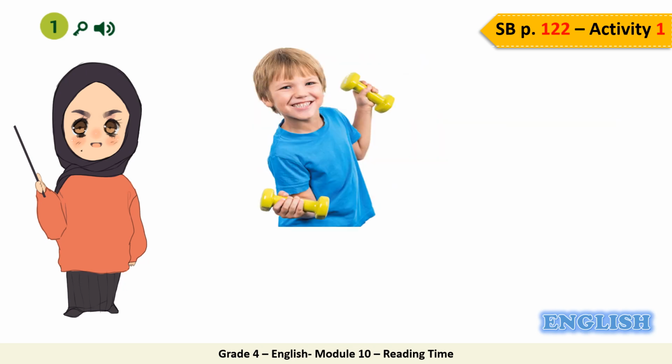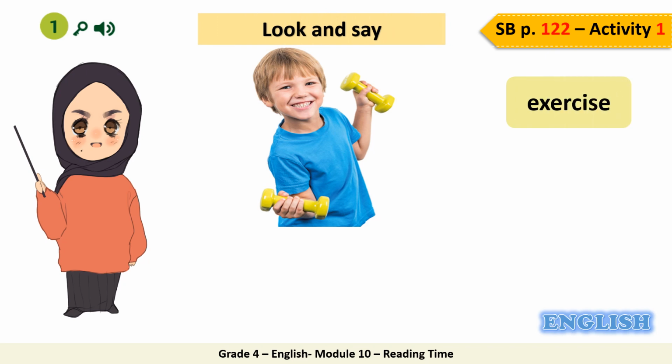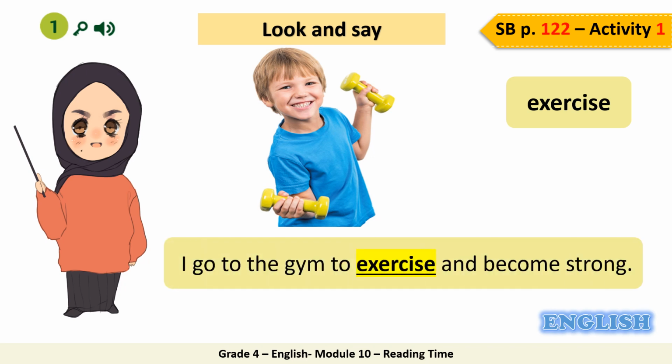Look at the boy in this photo. He's training hard because he wants his muscles, his hands to be strong. We call this exercise. Exercise. Let's put this word in a sentence. I go to the gym to exercise and become strong. In this sentence, you can see the word is referring to an action that you do. This means the word is a verb.